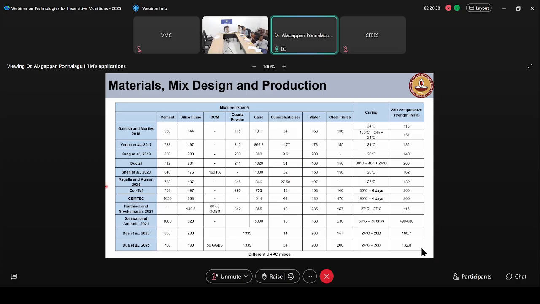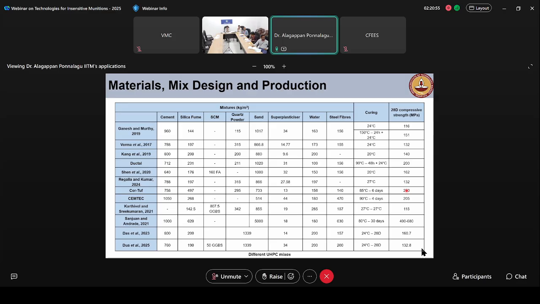And I want to specifically highlight this CarduTuff which is shown here. This is one of the designs which was made by the US Army Corps of Engineers, specifically developed for blast and impact application, where they were able to achieve a strength of around 200 MPa. This is their army related mix.